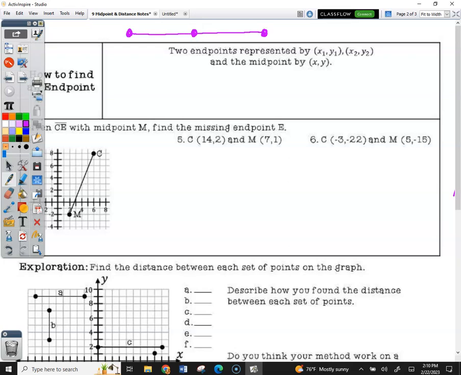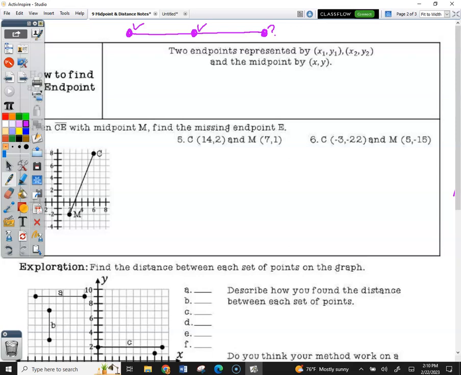So before, I gave you the two endpoints and you found the middle. That's what we've been doing. Now I want you to put a check mark here. This means you know it. I'm going to give you one endpoint and the middle. Put a check mark there. And your job is to find the other endpoint. So that's the visual, to give you an idea.